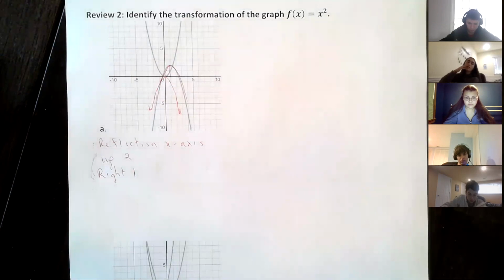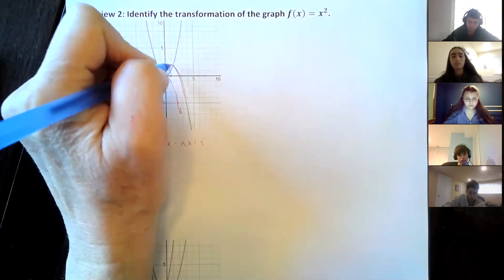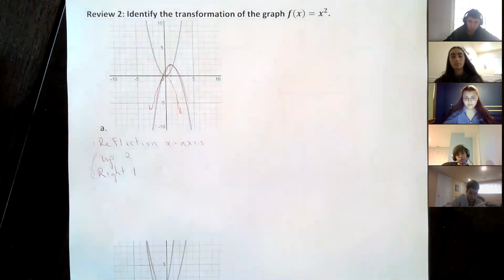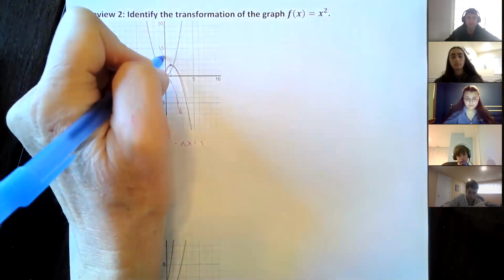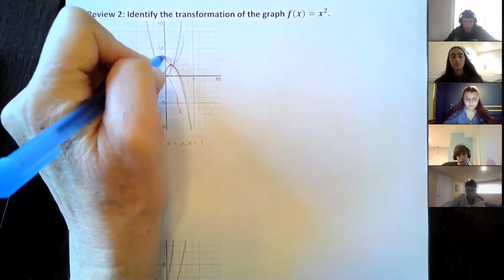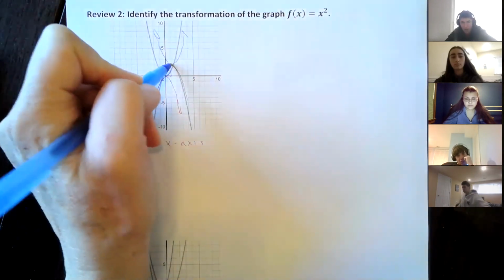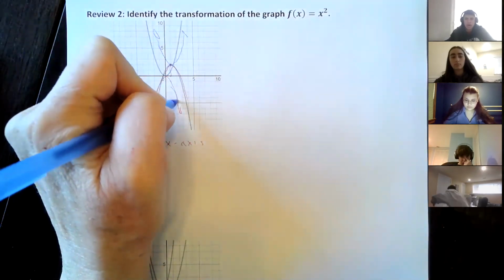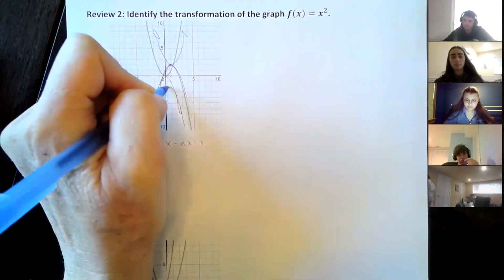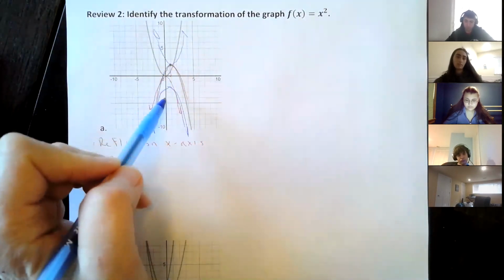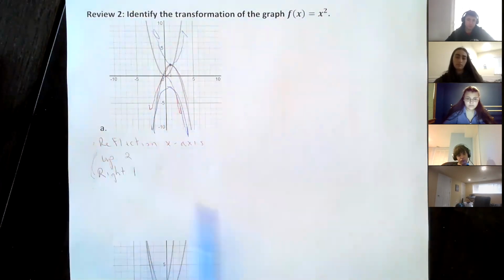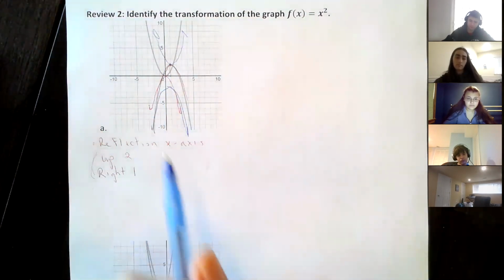Okay, and then what would happen if they were switched, if it was up 2 and right 1 first? If I did the up 2 and right 1 first, I would have this graph. And then if I reflect that over the x-axis, I would be down here. Okay, I see. Because you were raised above the x-axis beforehand, so you would have gone down. Okay, I get it.